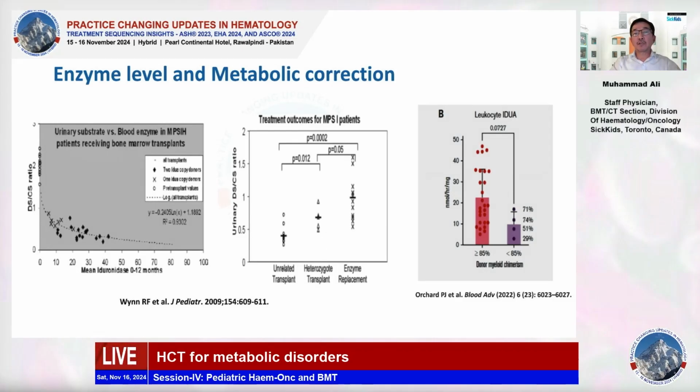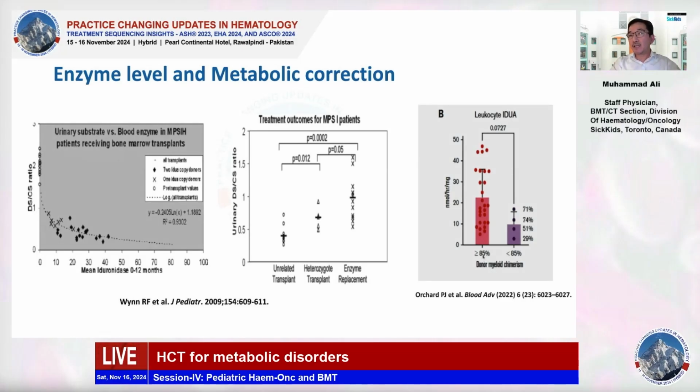And also patients who received an unrelated transplant, meaning the donor had a normal enzyme level, had much better substrate clearance compared to a patient who received transplant from a carrier donor or a patient who received only enzyme replacement. And also chimerism correlates well with the enzyme level.